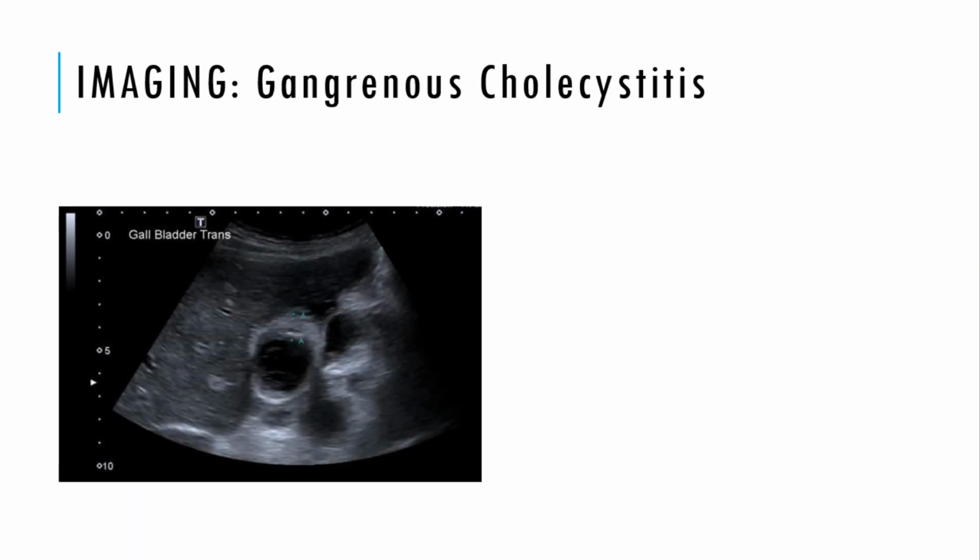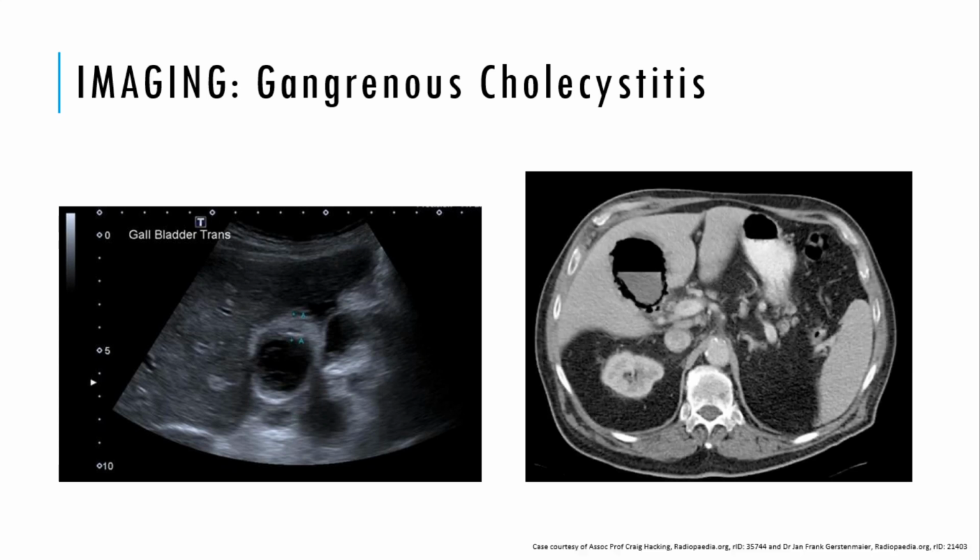If treated early, that's fine. If, however, patients present very late, as we discussed, you can get ischemia of the gallbladder wall, which can lead to gangrenous cholecystitis. Radiologically, you will typically see gas in the gallbladder wall, which is very easily seen in this abdominal CT scan.